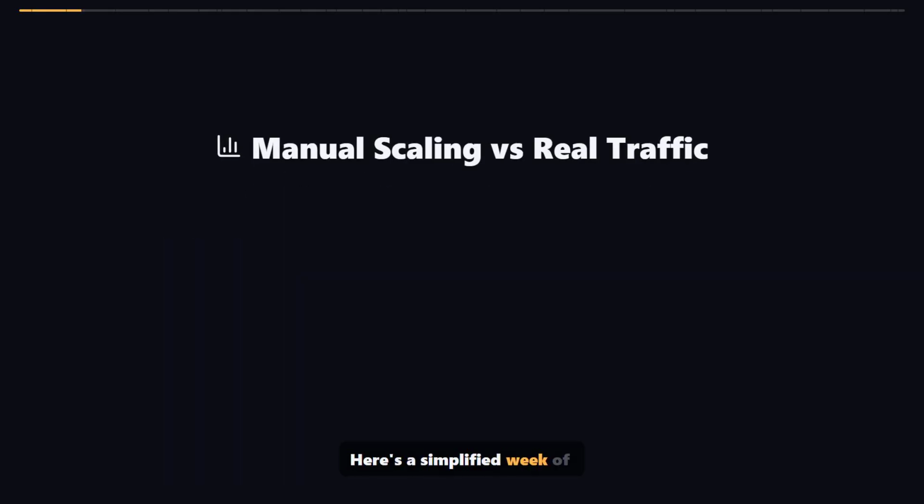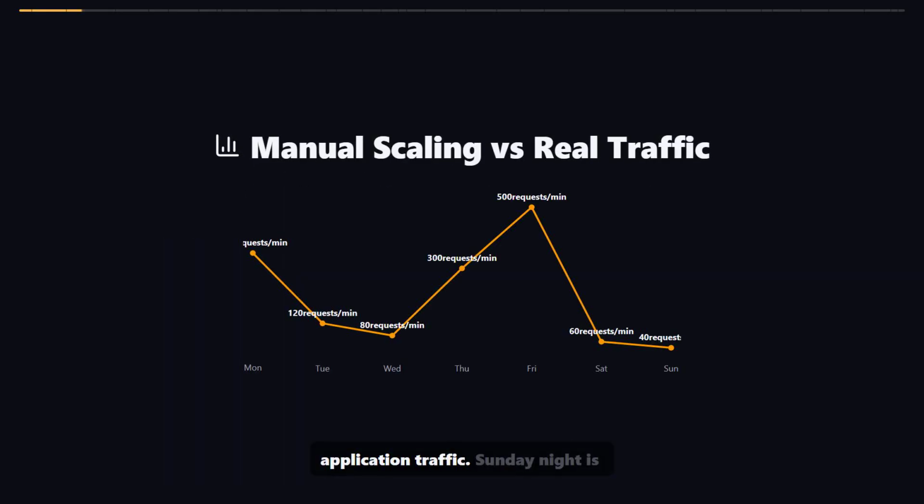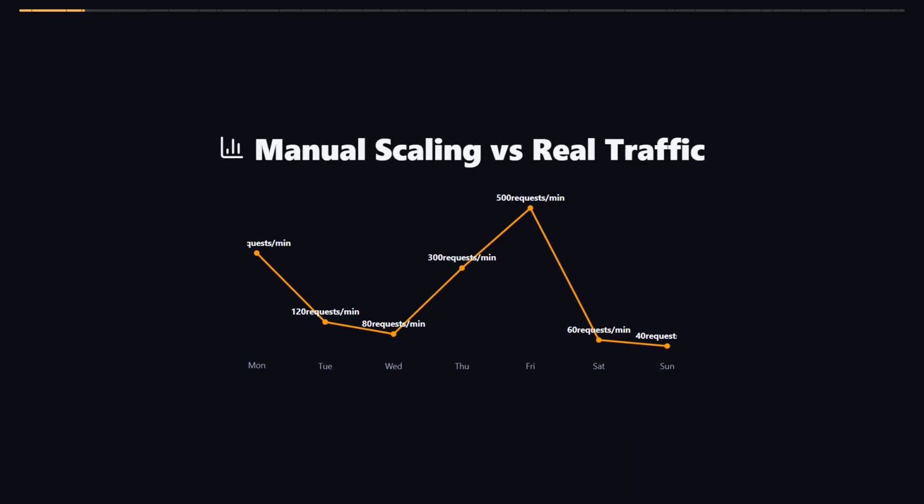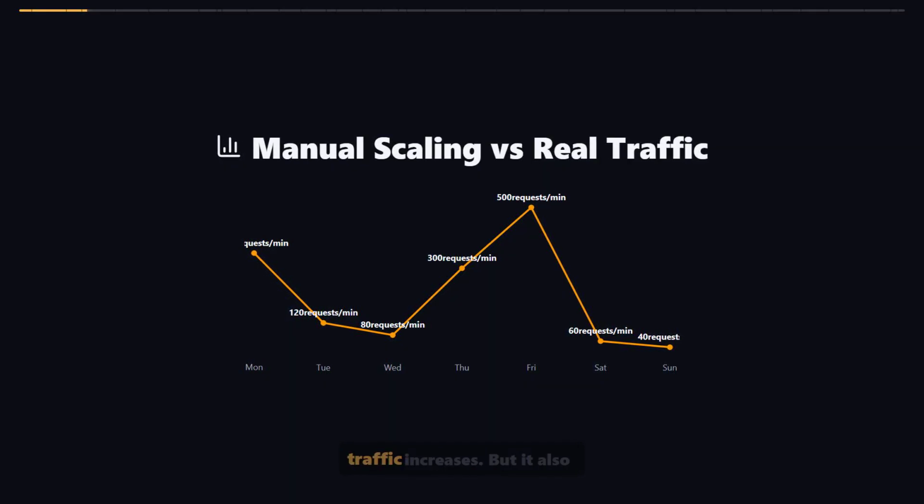Here's a simplified week of application traffic. Sunday night is quiet. Friday afternoon is busy. Demand changes constantly in between. One option is to provision enough EC2 capacity for the busiest moment you expect. That can protect you from some traffic increases. But it also means you're paying for that capacity during quieter periods.